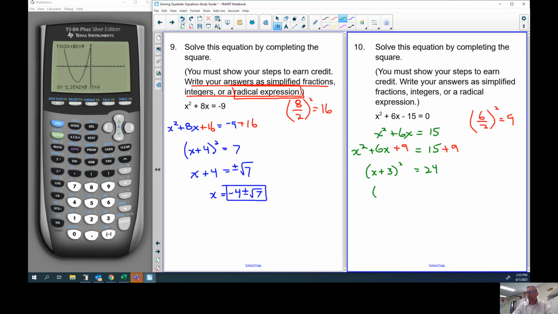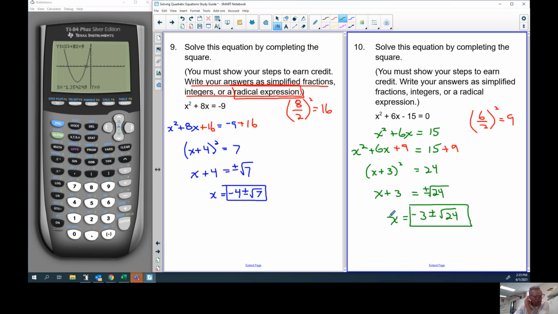I'm not sure why I used parentheses there. I don't need them. So take the square root of both sides, plus or minus the square root of 24. There we go. And then I subtract 3 from both sides. And that gives me negative 3 plus or minus the square root of 24.